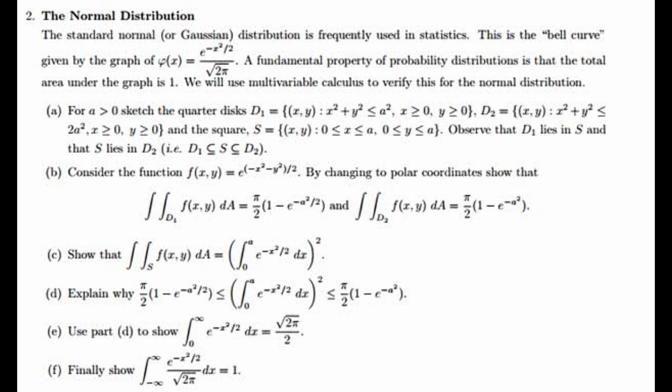In the A section, we are asked to sketch the graph of the quarter disk D1, D2, and a square S. We are given the equations for these regions, so we are asked to sketch them and observe the relationship between D1, S, and D2.